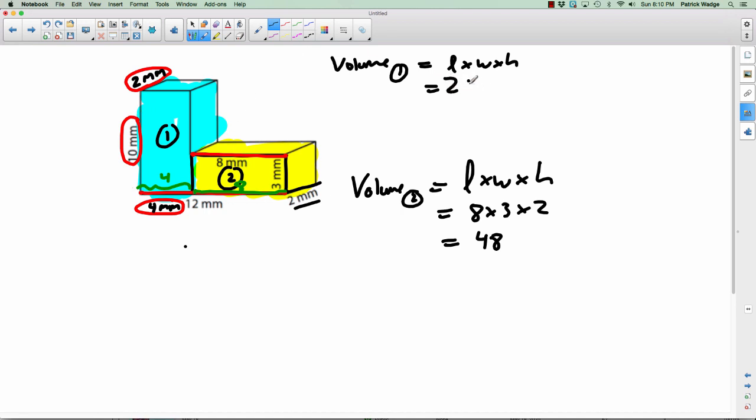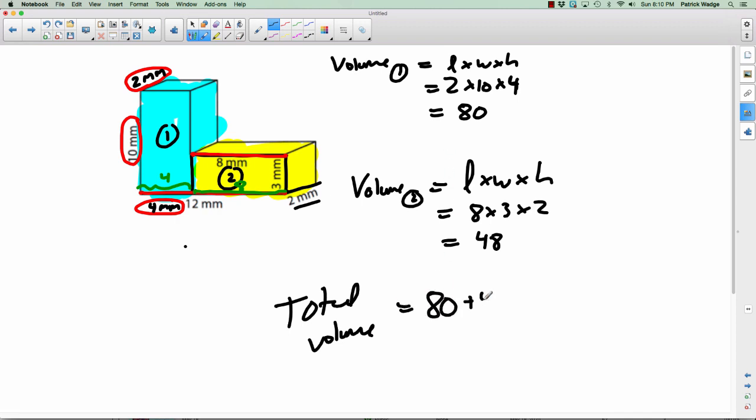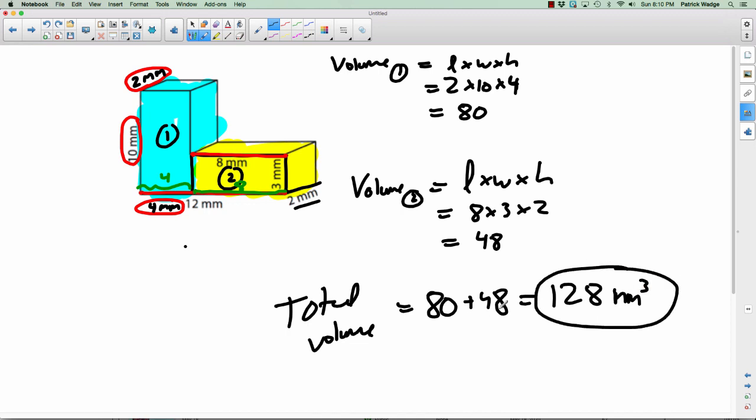We can multiply those together. Who cares which one's the length, the width, and the height? It doesn't matter as long as you multiply the 3 dimensions together. So 2 times 10 is 20, 20 times 4 is 80. And then to get the total volume, of course, we will add together our 80 and our 48 to get an answer of 128 millimeters cubed.